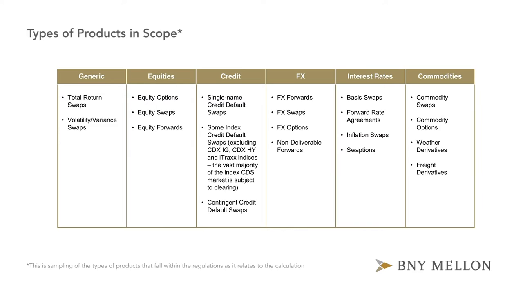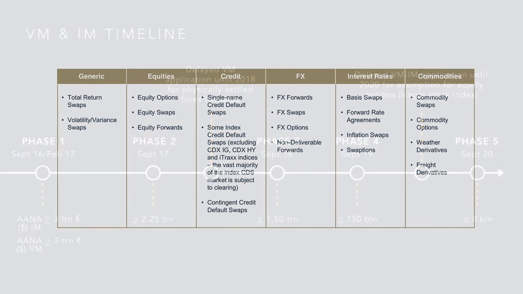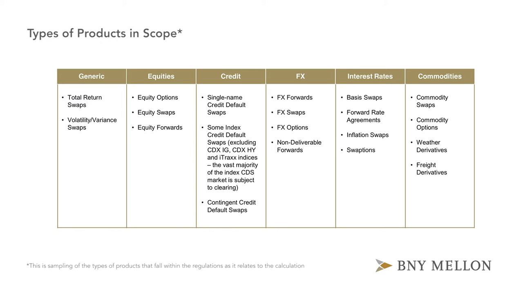Something that has been a big market issue is FX. So FX forward swaps, options and non-deliverable forwards are counted towards the AANA, the aggregate average notional amount, which determines which phase a counterparty will fall into. The other two product types which are in scope are interest rate swaps, so those could be basis swaps, forward rate agreements, inflation swaps and swaptions, and commodities, so commodities, swaps, options and forwards, and other more bespoke instruments such as freight derivatives.